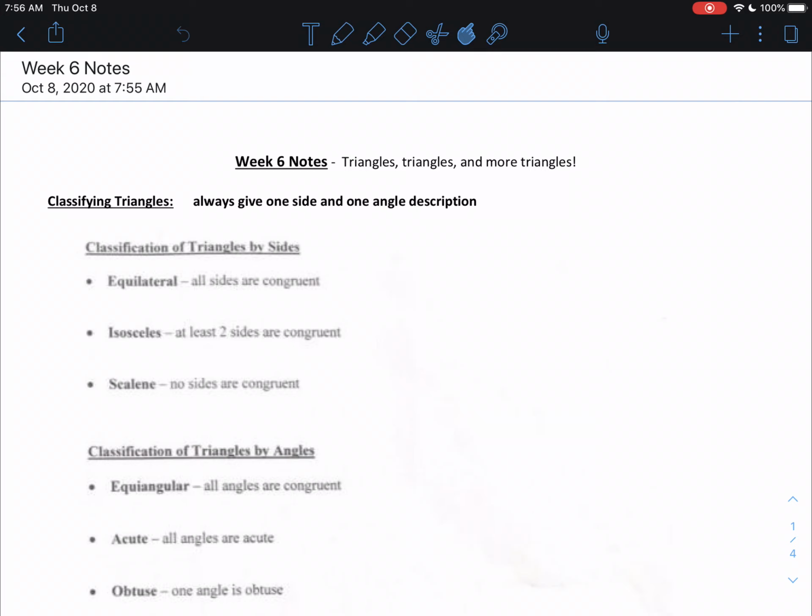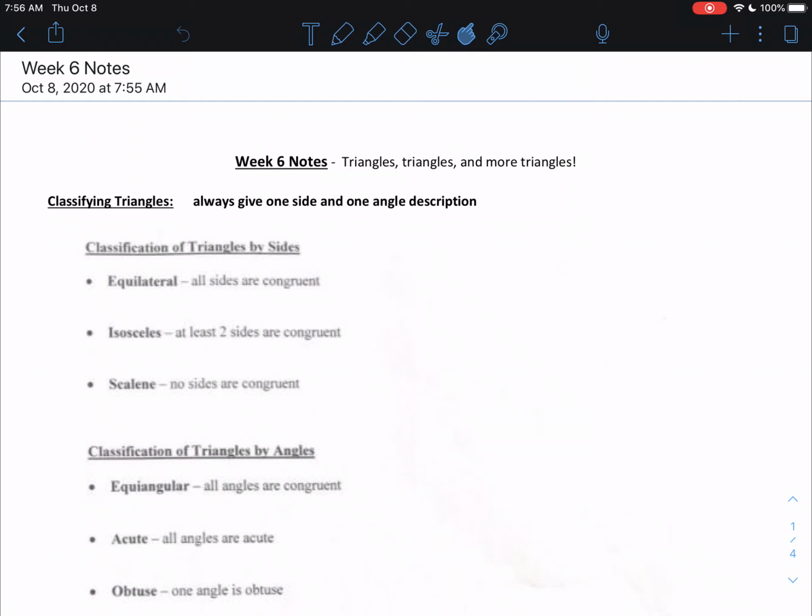Okay, so let's get into it. This unit is pretty much all about triangles and properties of triangles. I remember when I took geometry, triangles are the big thing that I remember because there's so much to do with triangles and all these identifications and classifications and theorems and just all that.